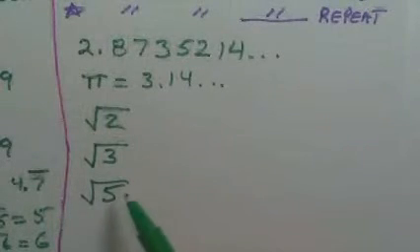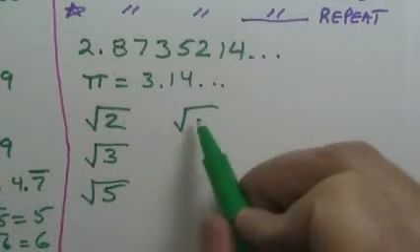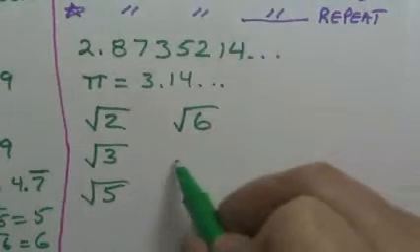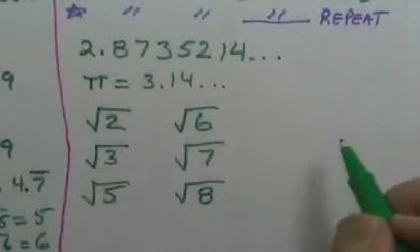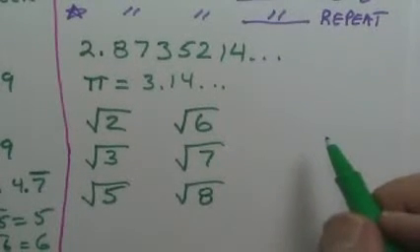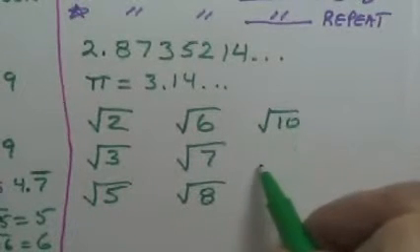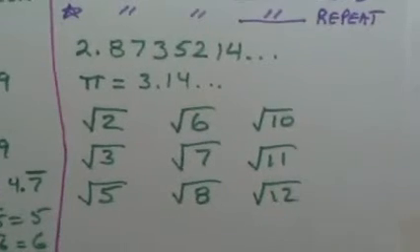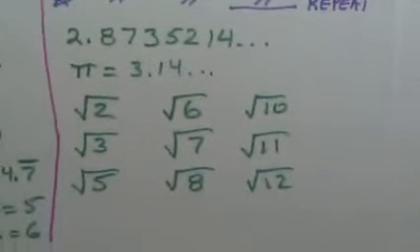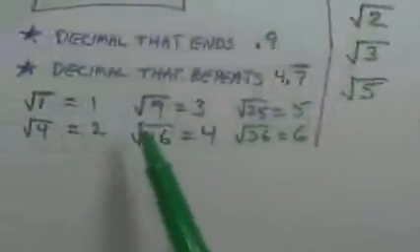Square root 3, same thing. 5, what would be another one? How about 6? 7? 8? How about 9? No, that one's all right. 10? That's irrational. 11? 12? Yada yada. You get the idea. Okay, so there's a lot more that are irrational than there are that are rational.